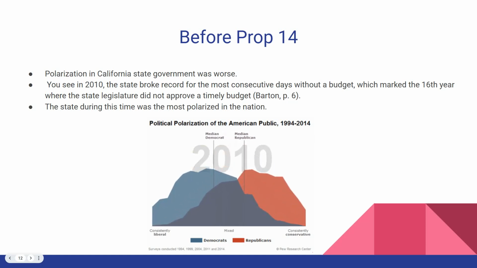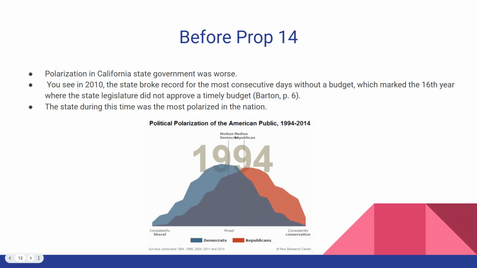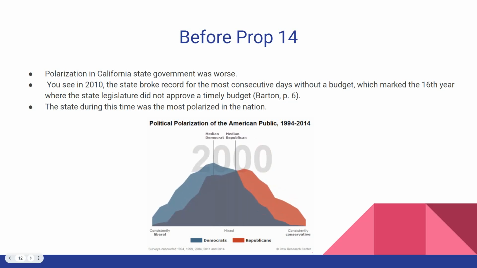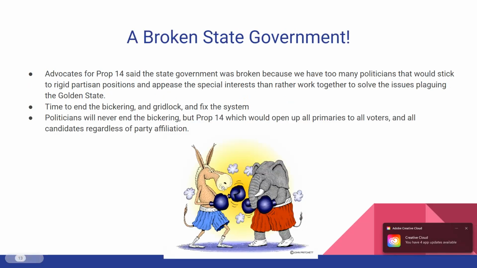So, around 2010, before Prop 14, the California state government was immensely polarized and also broken as well. People such as former Lieutenant Governor Abel Maldonado even said, "We're tired of these Republicans fighting the Democrats and the Democrats fighting the Republicans, and guess who loses? The people lose and the people pay."